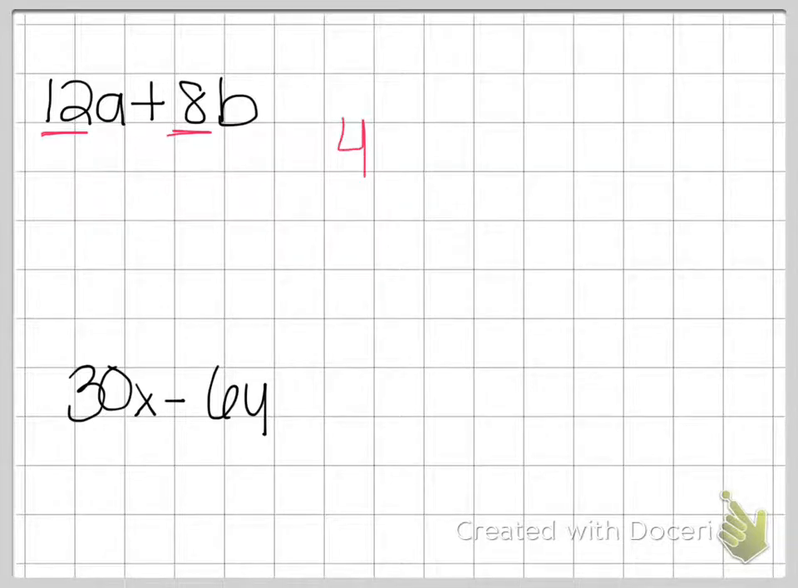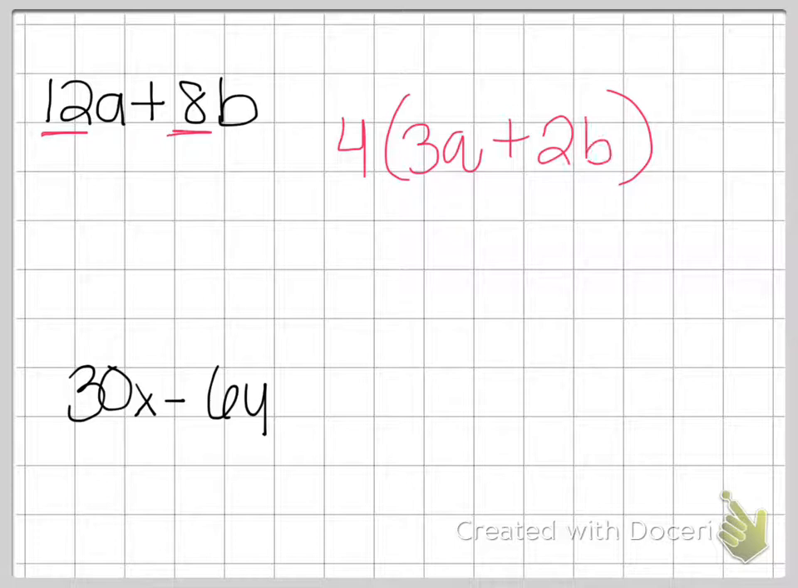So I'm going to write 4 on the outside, and dividing 12 by 4, which would be 3a, keeping the sign the same, and dividing 8 by 4, which would make that 2b. So it's almost like if we were to distribute that 4 back into the values in the parentheses, we should get our original expression.